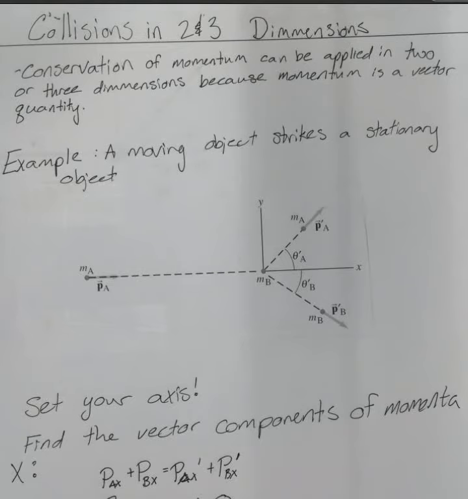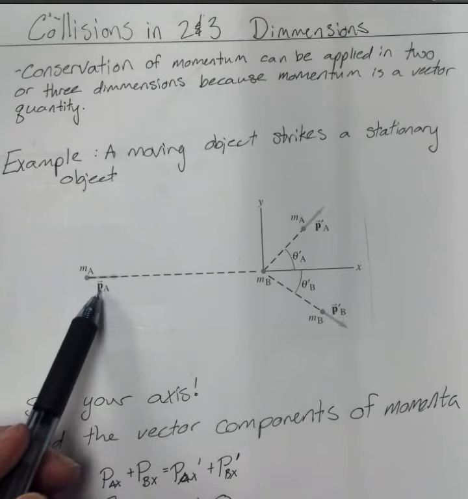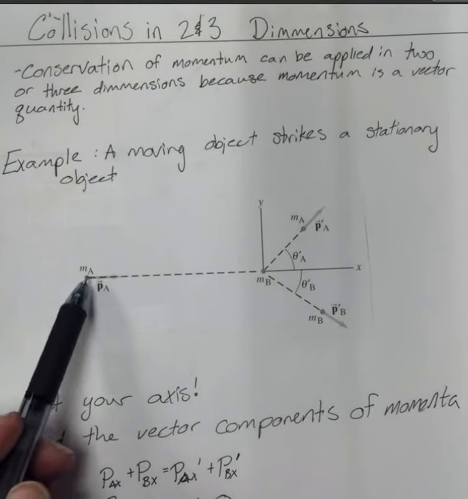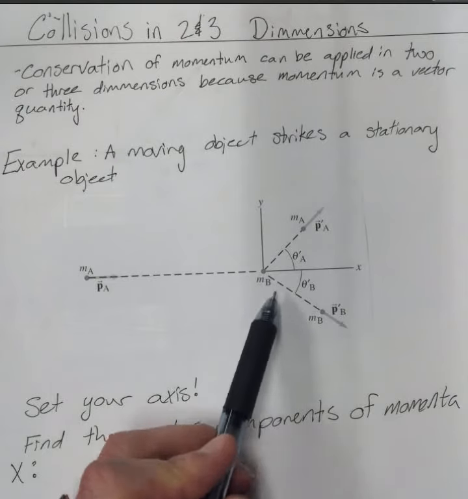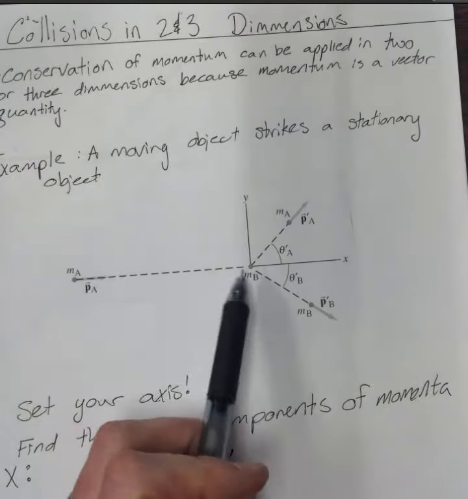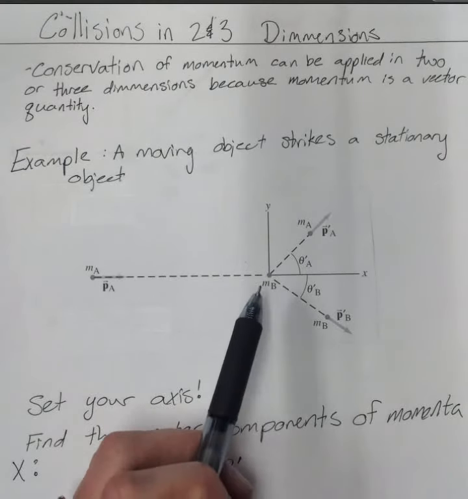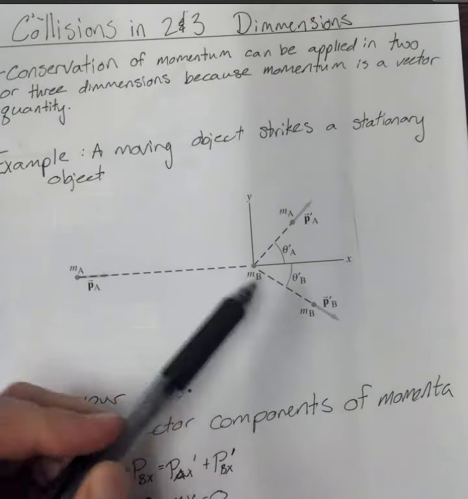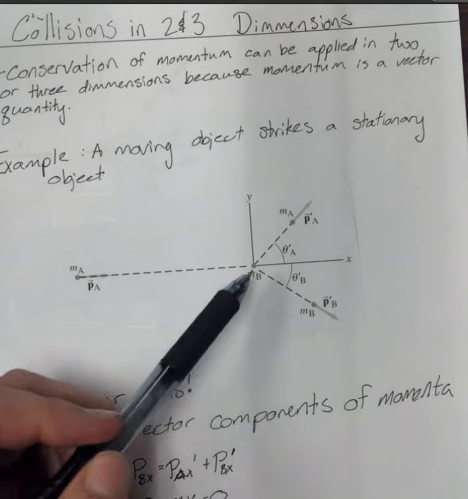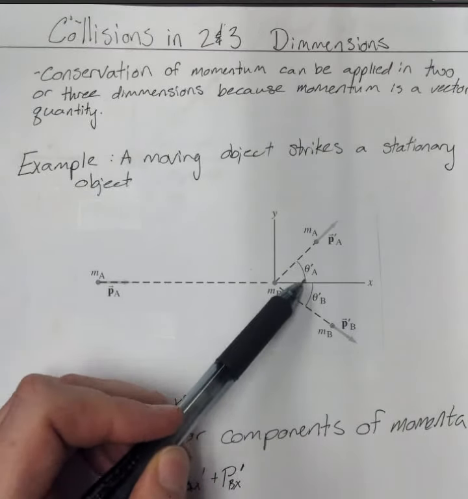Here you have object with a mass of A and a momentum of A moving initially toward an object mass B, and that mass B is at rest. When object mass A has a collision with object mass B, it's not a head-on collision, and the result is that the 2 objects move off in different directions. And since they're moving off in different directions, that means that they're moving off at different angles.